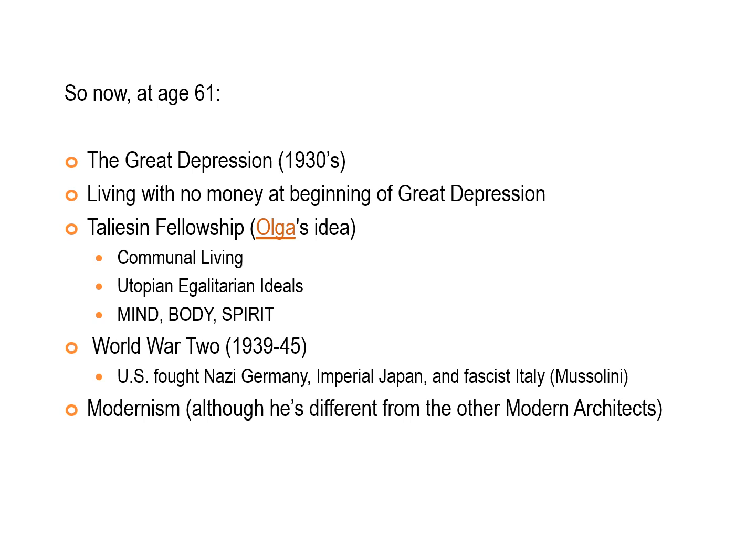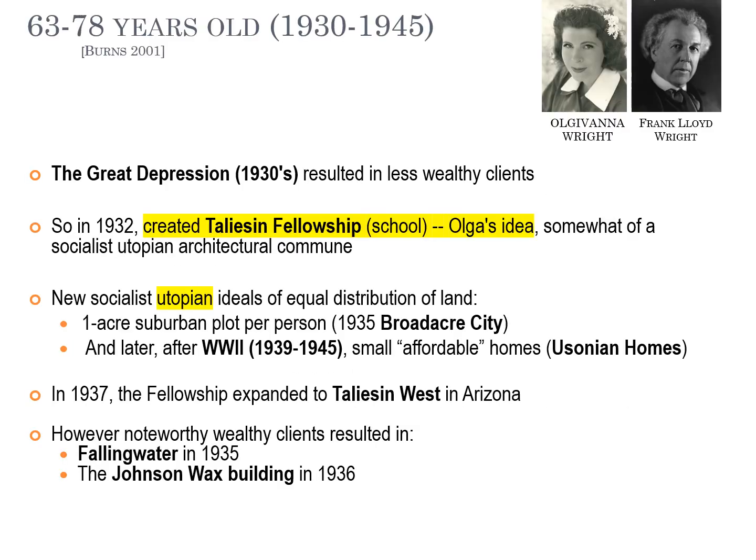West, and other Arizona works. Now they're in the Great Depression, so there's less wealthy clients. Taliesin has been created, Olga's idea. Now they have a school. It's somewhat of a social kind of utopian architectural commune, perhaps from what she's learned in Europe.